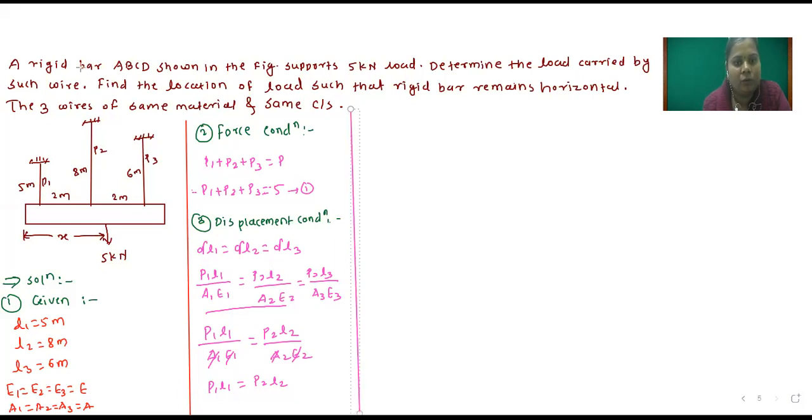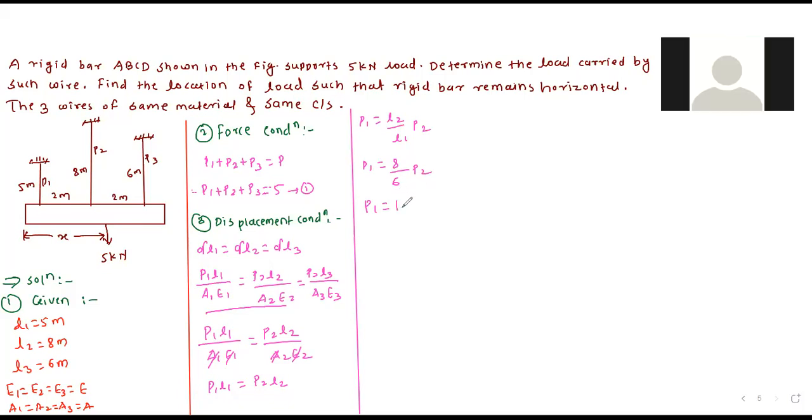According to conversion, P1 is equal to L2 upon L1 into P2. So P1 is equal to 8 by 6 into P2. Therefore, P1 is equal to how much times P2? 1.33. Oh, sorry, I made a mistake. L1 is 5 meter, so 8 divided by 5 is 1.6. P1 is 1.6 P2. So this is our equation 2.